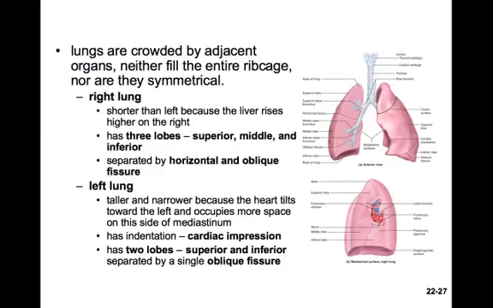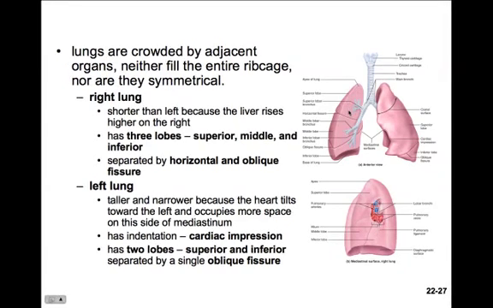The lungs are crowded by the adjacent organs. Neither fills the entire rib cage, nor are they symmetrical. The right lung is shorter than the left because the liver rises higher up on the right side. It has 3 lobes: the superior, middle, and inferior lobe, and it's separated by the horizontal and oblique fissures.